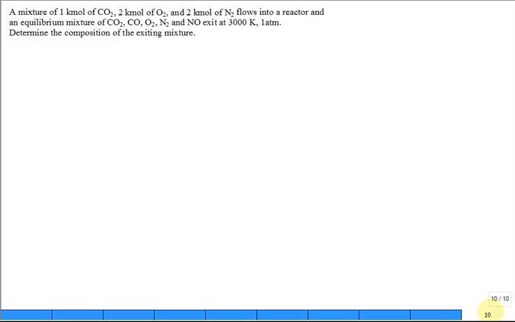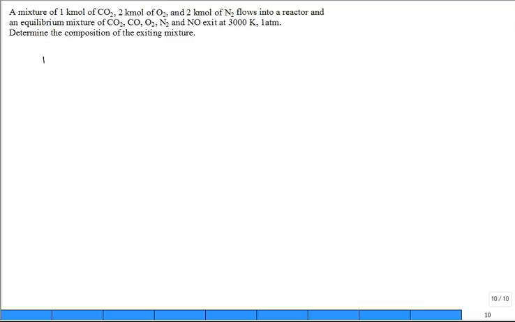Should we set up a problem? So we have 1 kilomole of CO2 and 2 kilomoles of oxygen and 2 kilomoles of nitrogen. They flow into a reactor, and an equilibrium mixture of CO2, CO, O2, N2, NO exit at 3,000 Kelvin and 1 atm. You kind of go slow.